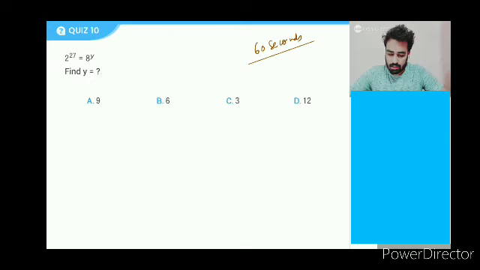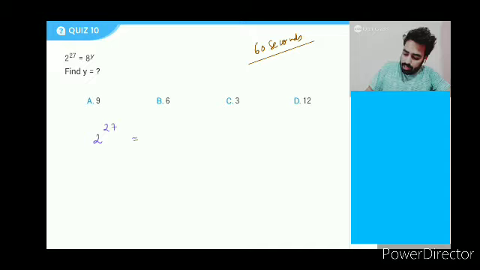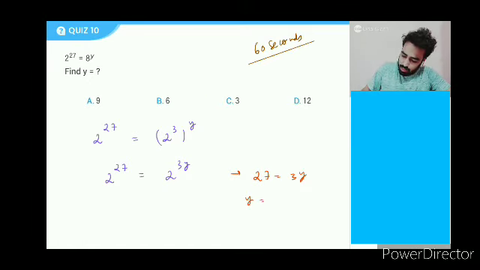Everyone, let's start the countdown. 10, 9, 8, 7, 6, 5, 4, 3, 2, and 1. Let's finish it. Now 2 power 27 is 8 power y. 8 is 2 power 3 whole power y. So I can write 2 power 27 as 2 power 3y. Now I can compare the powers. 27 is 3y, y value is 27 by 3, that is 9. Option A.